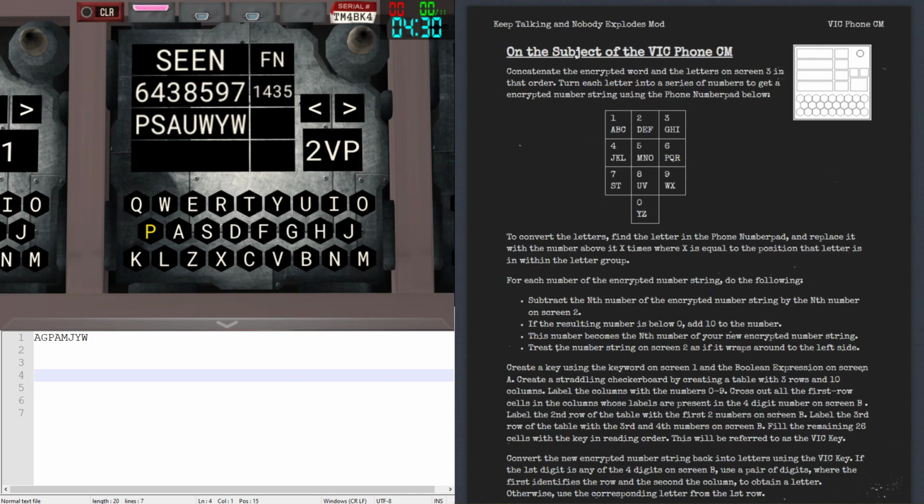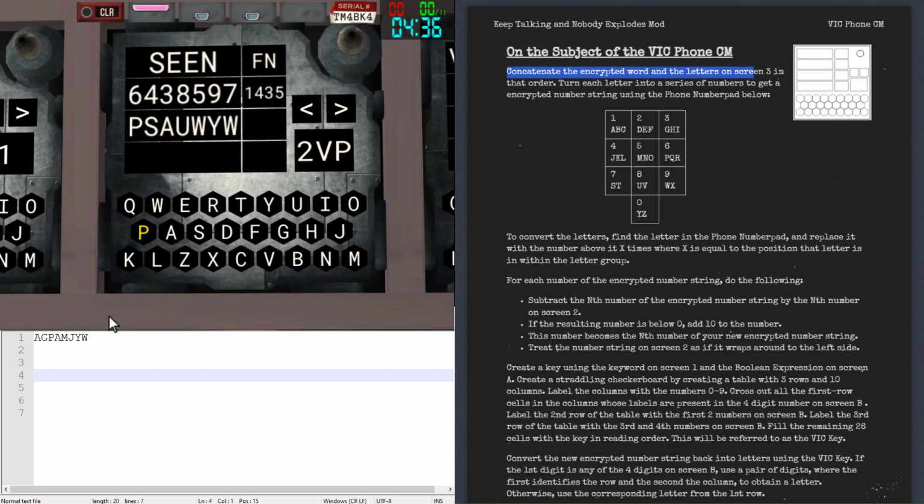All right, first things first. Catenate the encrypted word and the letters on screen 3, which are these letters right here, in that order. So this is PSAUWYW. Let's see, PSAUWYW. Yep. And we're going to catenate it like so. Then we're going to turn each letter into a series of numbers to get an encrypted number string using the phone number pad below.